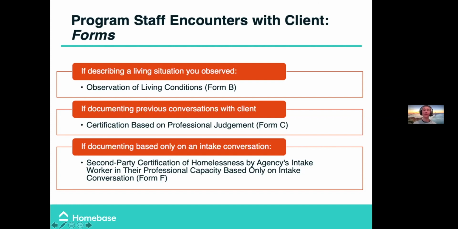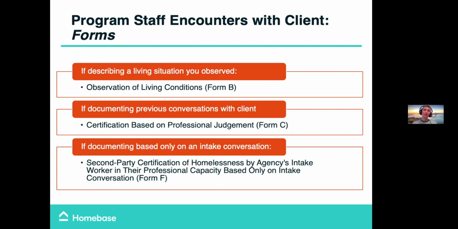If sometime in the past you had a conversation with the client, just like any other housing or service provider, you can use Form C to certify their homelessness based on your professional judgment, based on some encounter you had with them in the past. So maybe they came into a drop-in center a couple months ago and you had a conversation and it was clear to you from that conversation that they were living outside or living in a shelter. So you can fill out that certification based on professional judgment, Form C, and that counts as third-party documentation.